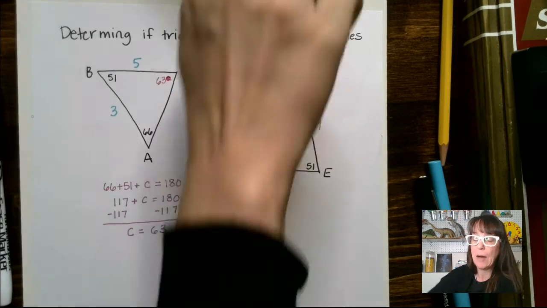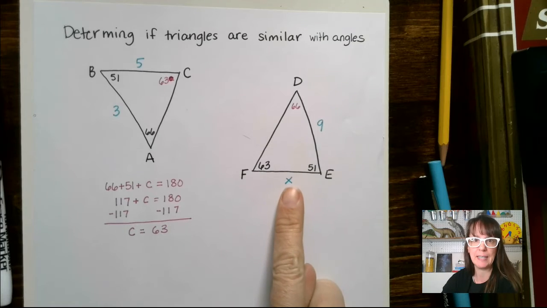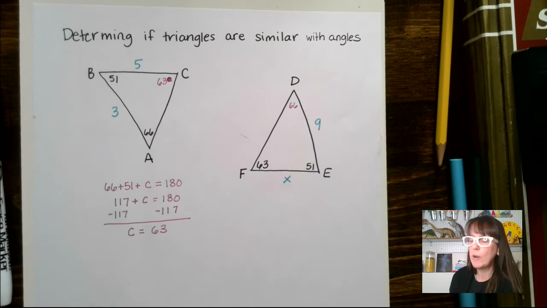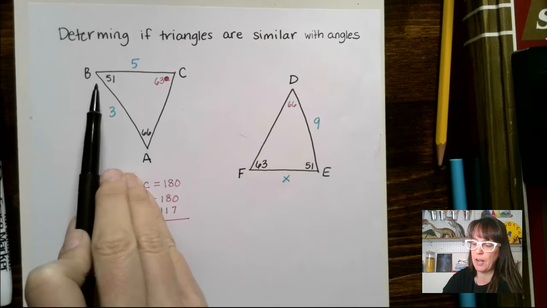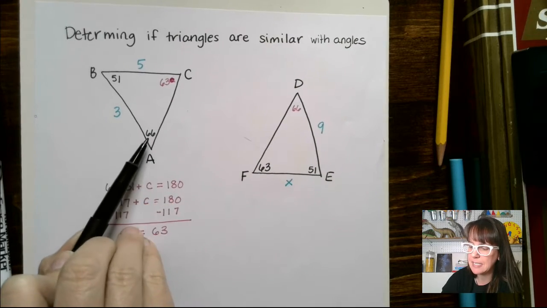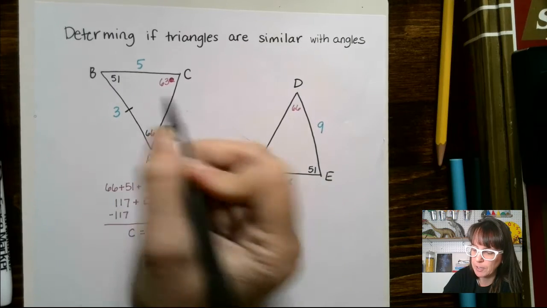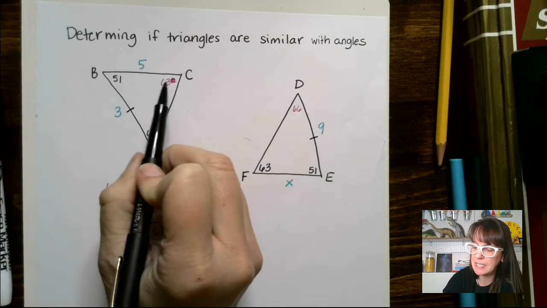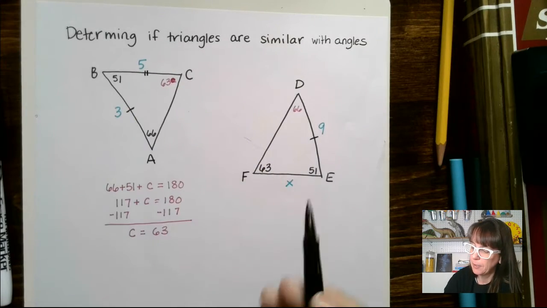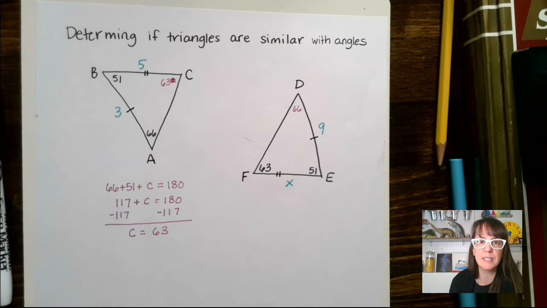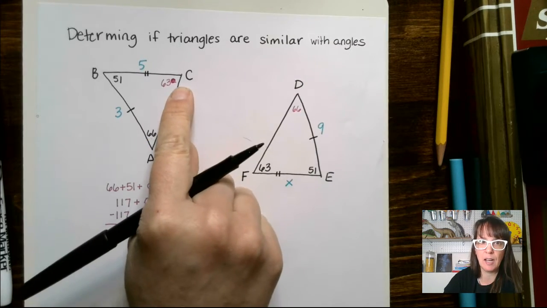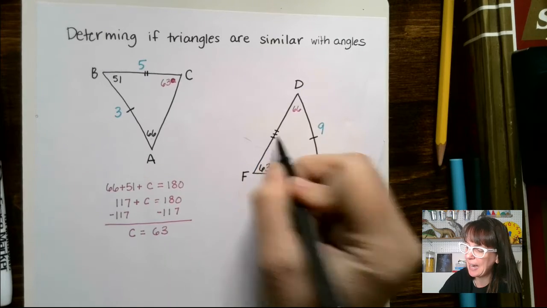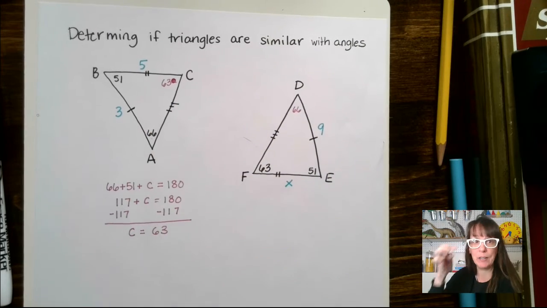So now that we know that these are similar, let's try and solve for x down here. When you've got two similar triangles, you have to be really careful that you're matching up the right things. What I like to do is mark them. For 66 to 51, I'm going to put one hash mark. For 51 to 63, I'm going to put two marks. And the last one, 66 to 63, is going to be three hash marks. This way I can make sure that I'm comparing the right things.